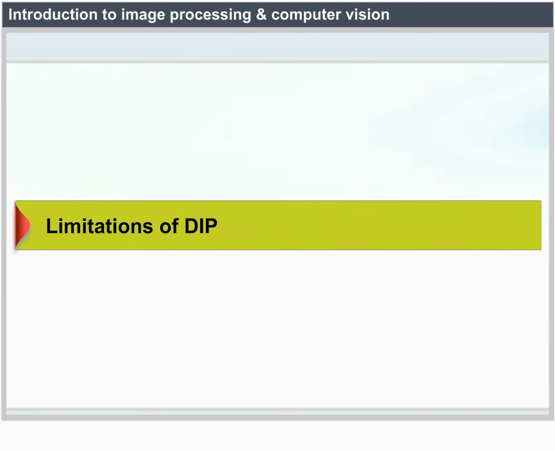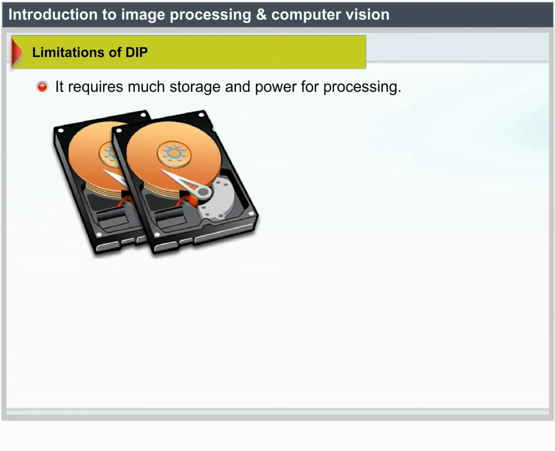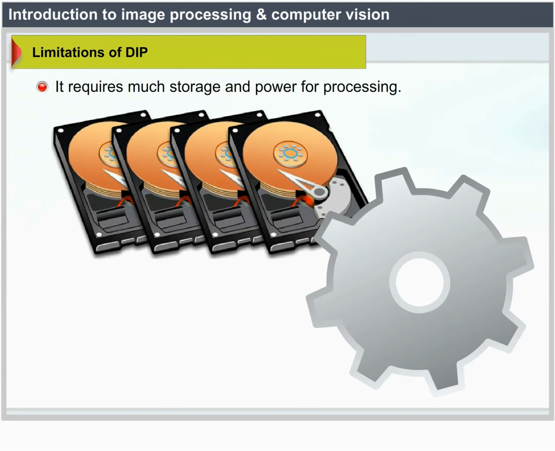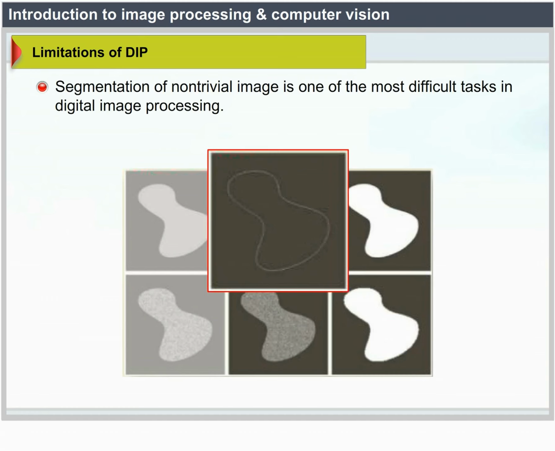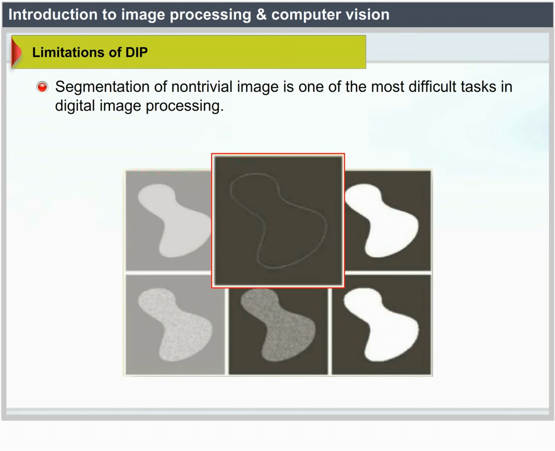Limitations of DIP. It requires much storage and power for processing. Effects of environmental conditions may degrade image quality. Segmentation of a non-trivial image is one of the most difficult tasks in digital image processing.